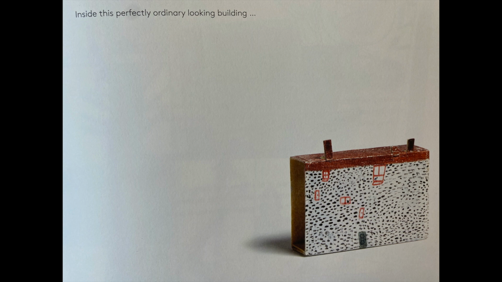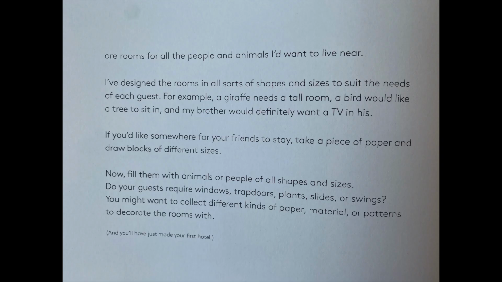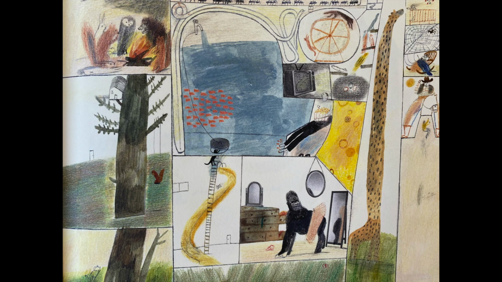Inside this perfectly ordinary looking building are rooms full of all the people and animals I'd want to live near. I've designed the rooms in all sorts of shapes and sizes to suit the needs of each guest. For example, a giraffe needs a tall room, a bird would like a tree to sit on, and my brother would definitely want a TV in his.